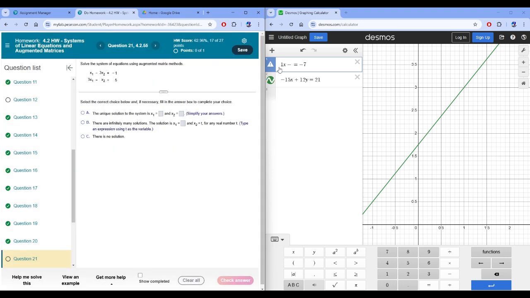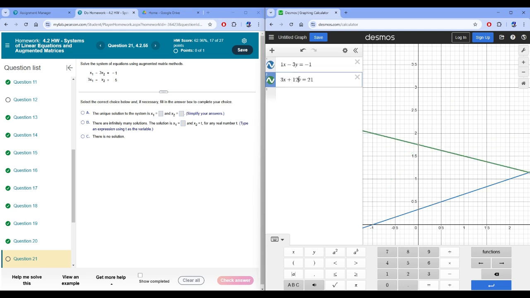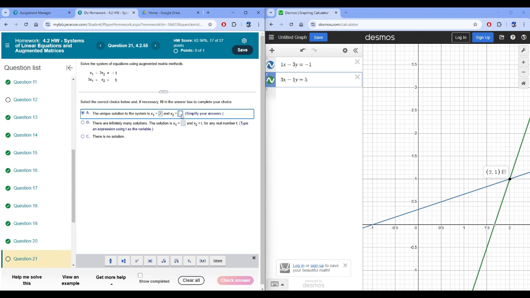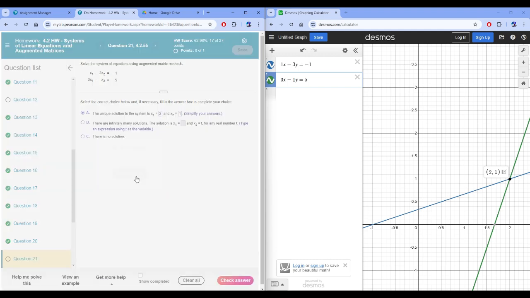Here, what is that? x minus 3y is equal to negative 1. I'm using Desmos, guys. I just want you to understand. We have technology. Utilize it. Minus 1 y is equal to 5. And my intersection is 2, 1. So that's going to be 2 comma 1. Moving on.